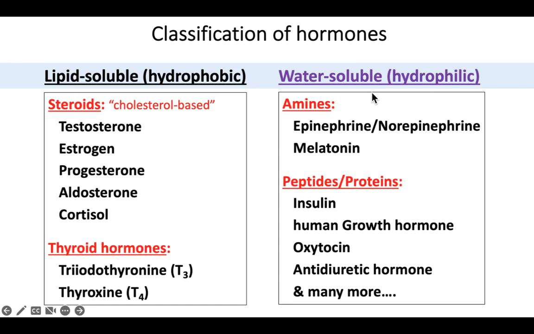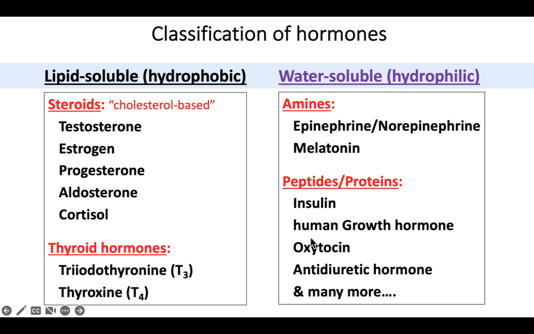Most of all the other hormones, if they're not one of these, you can almost assume that they're water-soluble. These are typically made from an amino acid, so kind of like what we do with cholesterol, we can turn it into a hormone. We can turn some amino acids into hormones. So epinephrine and norepinephrine are made from an amino acid called tyrosine. Melatonin is made from an amino acid called tryptophan. But those are all water soluble.